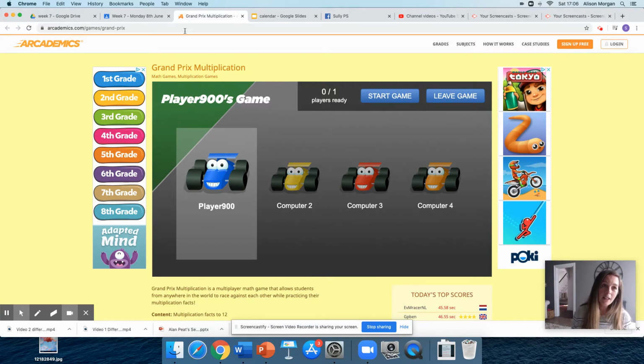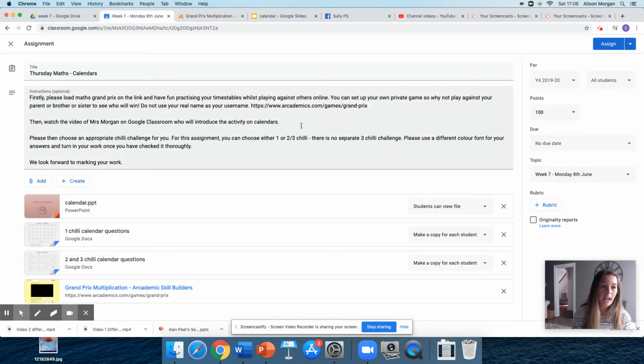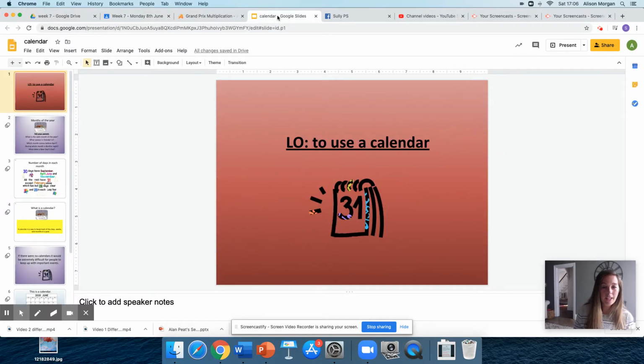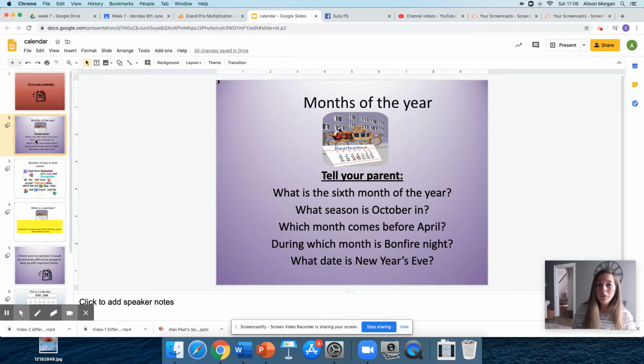So once you've done that, click back then on the assignment and have a look at the PowerPoint, and it's all about how to use a calendar. So when you click on it, it will look like this, and share the LO, which is to use a calendar correctly. So first of all, I would like you to pause the video at this point in a second, and I would like you to answer all of these questions and then press play when you are ready.